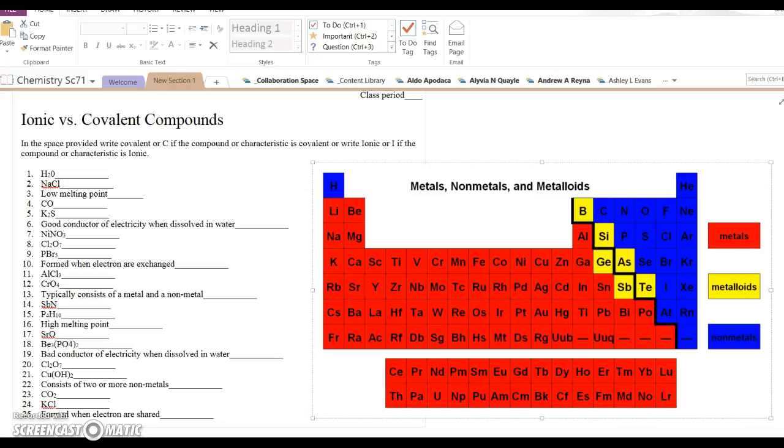So if we look at our practice today, we have to identify these things as ionic or covalent, and we are given formulas. We're also given some characteristics. So let's start with our first one, H2O.